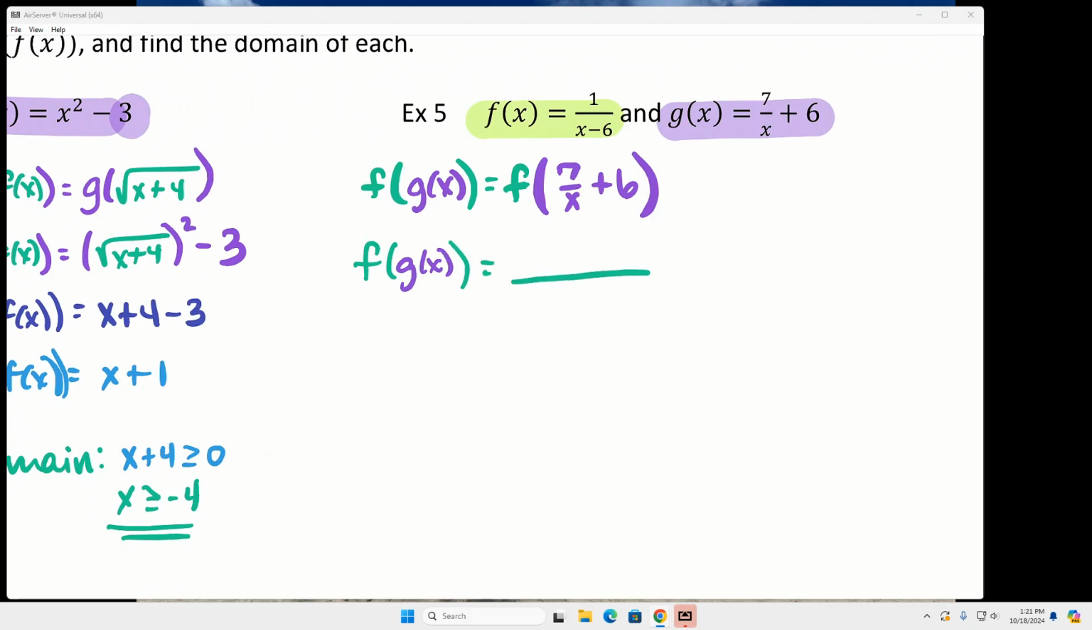Alright, so on f, we have a 1 in the numerator that we do absolutely nothing with. Alright, and then instead of writing x here, we're going to write 7 over x plus 6. And then we still have that minus 6. This minus 6 has to be here.